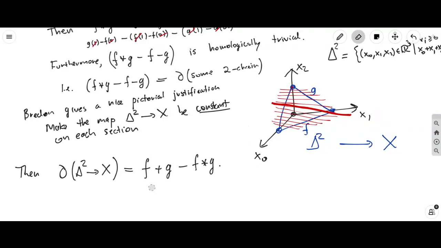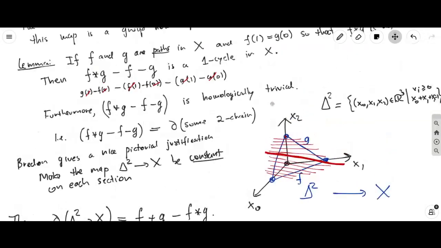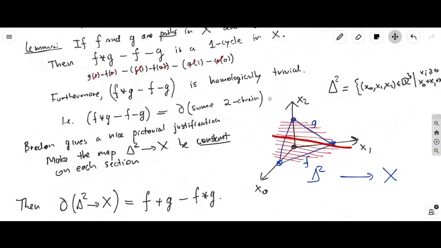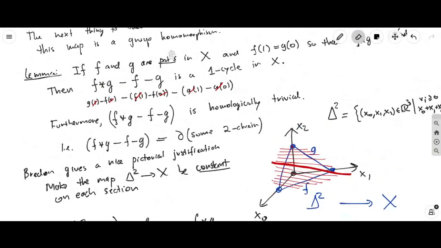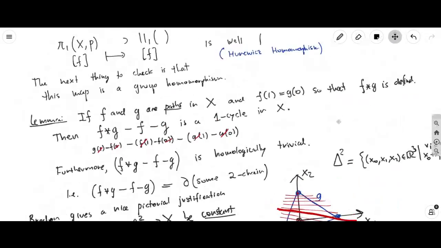And then look at that. Here we have it the other way around, but that's not a big deal. So we have shown that this difference is the boundary of some two-dimensional chain. So that's the lemma: if you have two paths, then this difference is homologically trivial. Okay, so we have justified the lemma.